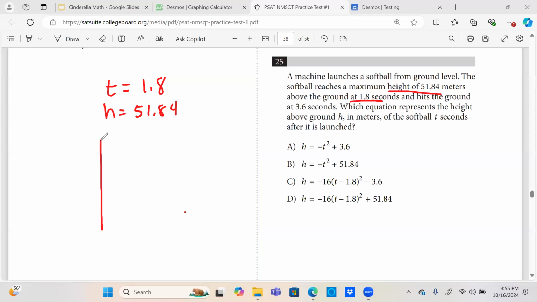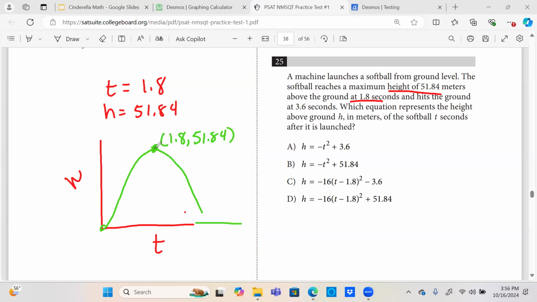So if you think we had a question like this earlier, time was on the x-axis, height was on the y-axis. Here we are, we're going to launch it. It's going to go up. It's going to be its very highest at this point. And then it's going to come back down, and they tell us it hits the ground, so flat on the ground after 3.6 seconds. So this is 3.6 up nothing. The height would be up nothing, right? Whew. Okay.